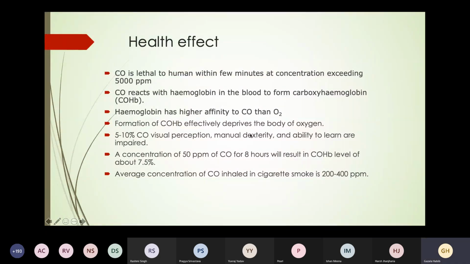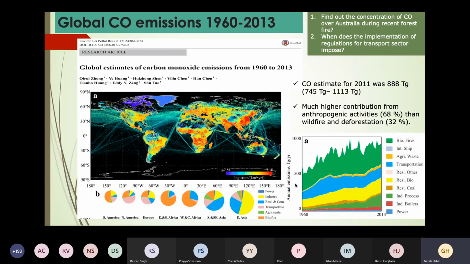Formation of COHB effectively deprives the body of oxygen. At 5 to 10% COHB, visual perception, manual dexterity, and ability to learn are impaired. So these are the effects of CO on human health. A concentration of 50 ppm of CO for 8 hours will result in a COHB level of about 7.5% in blood. Average concentration of CO inhaled in a cigarette is about 200 to 400 ppm, which is very dangerous.